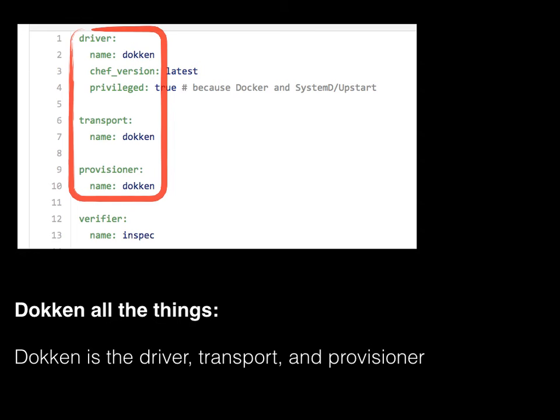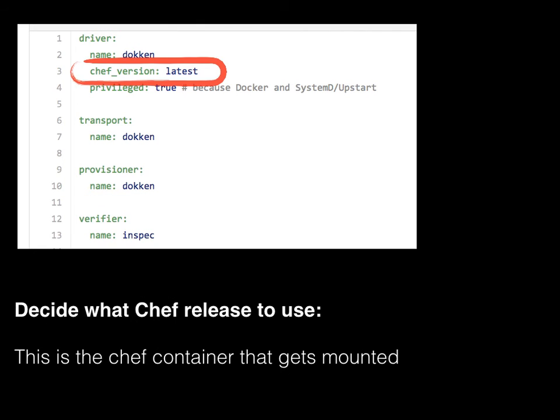So the first thing to understand is that Dokken is the driver, the transport, and the provisioner. That's a little bit different than you're normally used to. Normally you have a driver of Vagrant, and the provisioner is Chef. The provisioner here is Dokken, because Dokken only does Chef, and Dokken handles Chef through the container. So it has to do the whole thing.